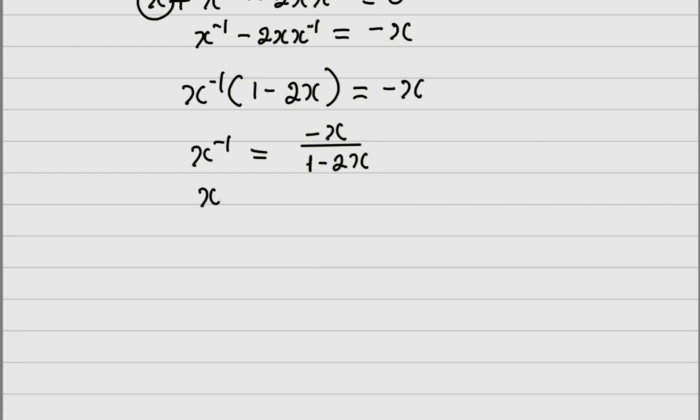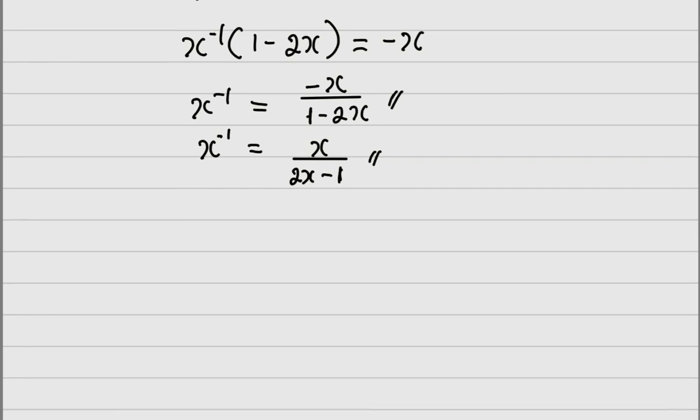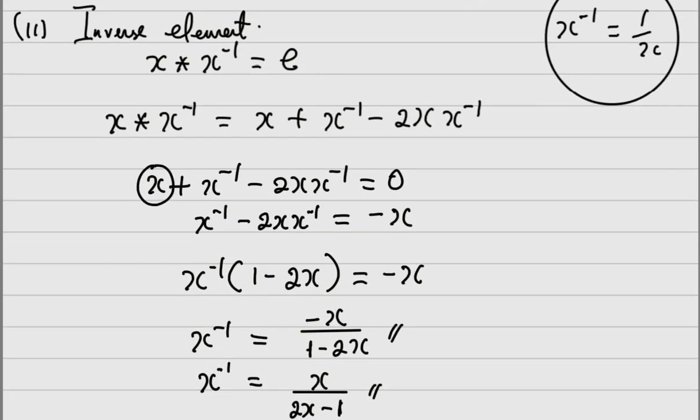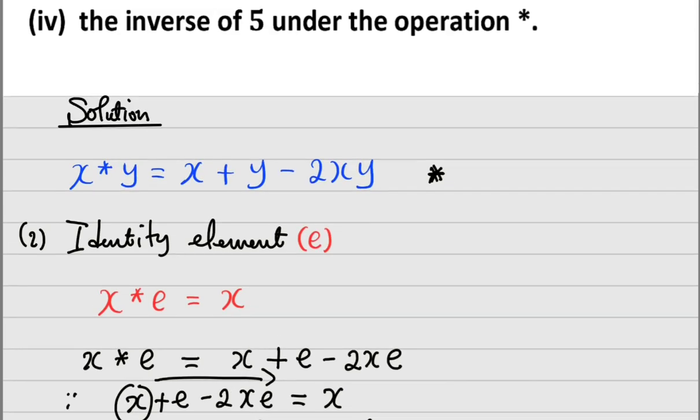Now applying the laws of algebra, simplification of algebra, x inverse in this case will be x all over 2x minus 1. Now please, your answer can be like this, and these are all the same, so it doesn't really matter, but the second expression is better anyway. So that is my x inverse. So we found the inverse element. Then let's move ahead to see what is the third question.